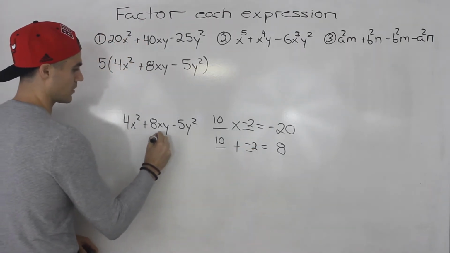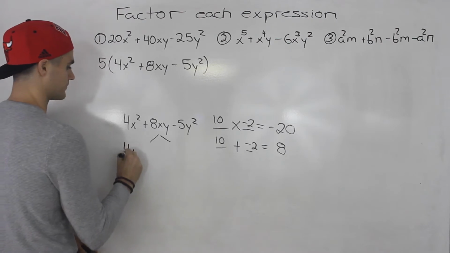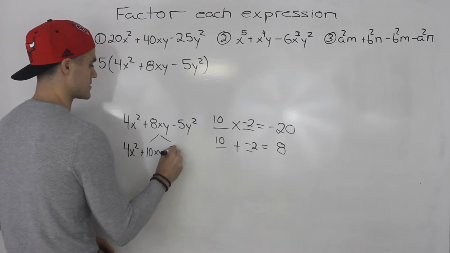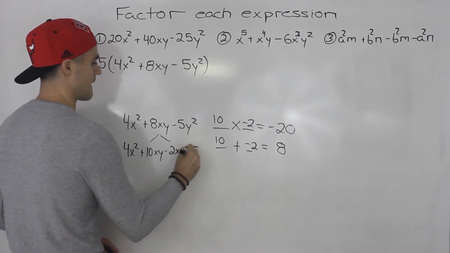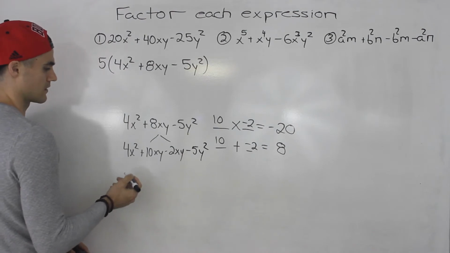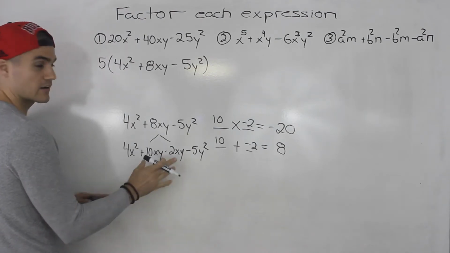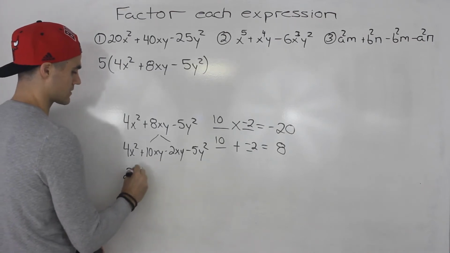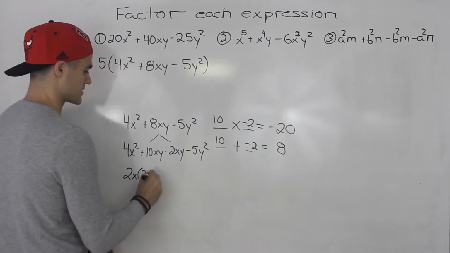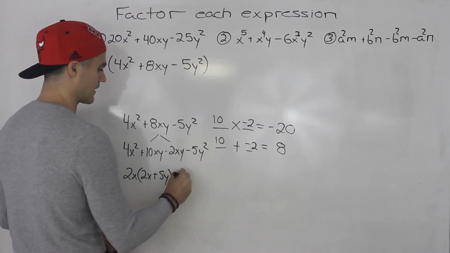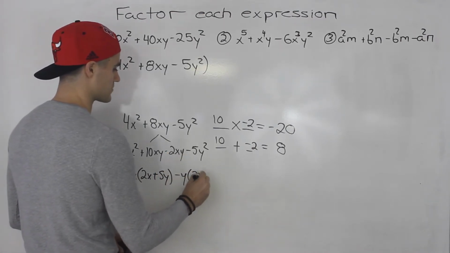So we would decompose this middle term into 10xy minus 2xy, and then the first term and the last term, those stay the same. And then we factor by grouping. So what can we take out of these two? We could take out a 2x, we'd be left with 2x plus 5y. And then from here we could take out a -y, and we'd be left with 2x plus 5y.